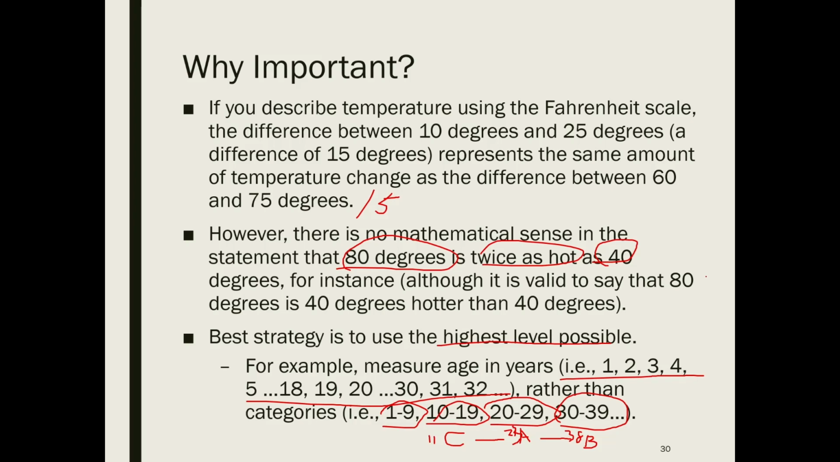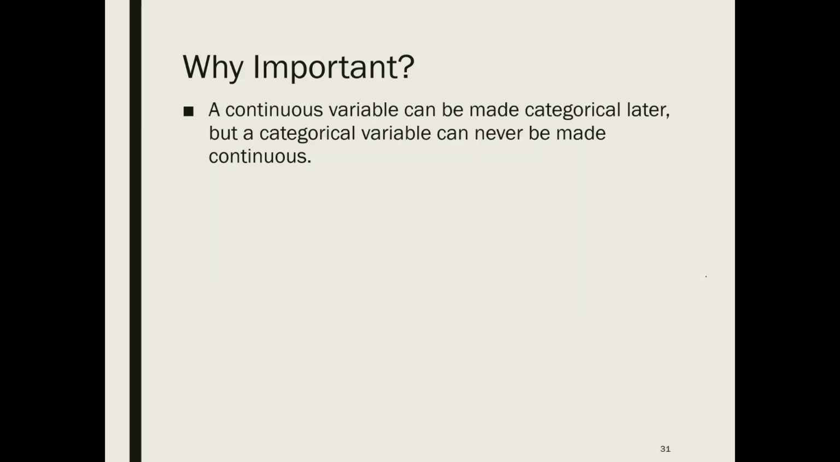So it's really important to understand that when you collect data, such as age, or any other thing that can be represented by a ratio variable, go for it. You have to use a ratio variable to represent it. Another reason is that a continuous variable like a ratio variable can be made categorical later, but a categorical variable can never be made continuous.